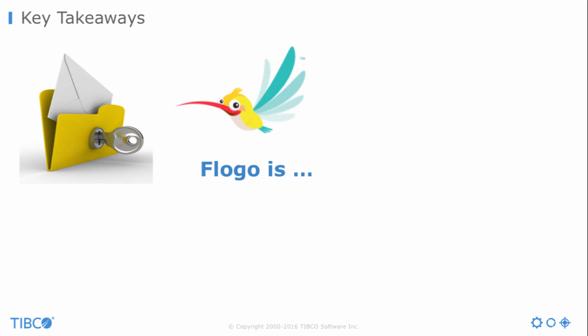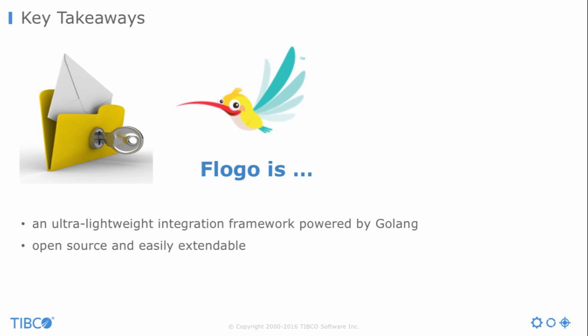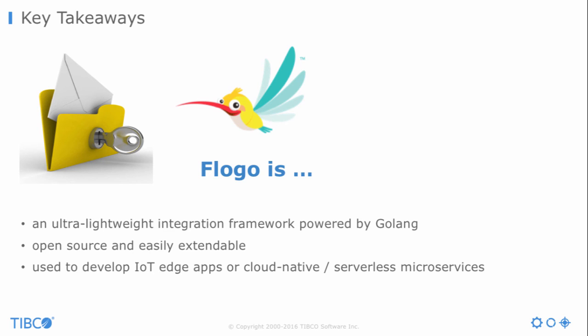So in summary, let's end the session with the key takeaways. Flogo is an ultra lightweight integration framework powered by Golang. It is open source under the very permissive BSD license and easily extendable. It is used to develop IoT edge applications on very small devices, or if you want to use devices that consume very little memory and disk space.